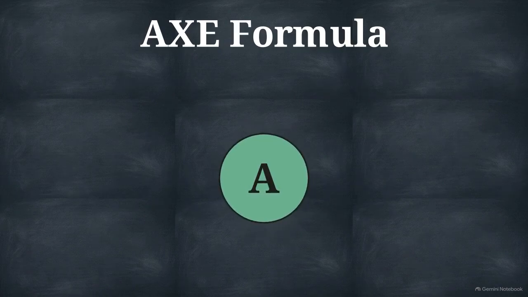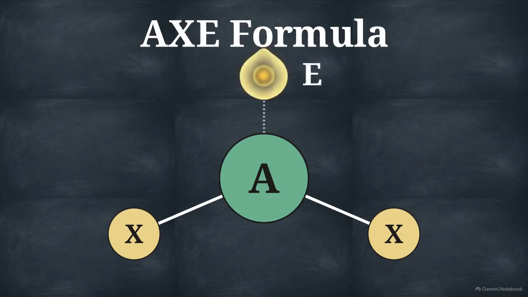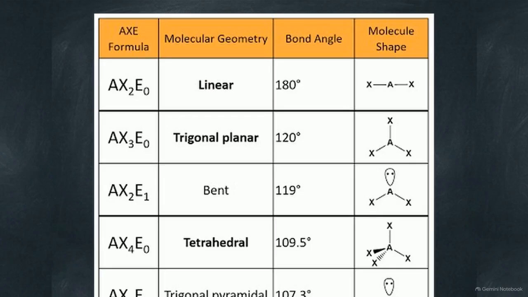A represents the central atom, X stands for the outer bonded atoms, and E accounts for empty space, specifically the invisible lone pairs of electrons that aren't bonded to another atom. Look at this chart, which catalogs these molecular geometries. The top row shows the simplest scenario, AX2E0, one central atom, two bonded atoms, and 0 lone pairs. To maximize distance, the two atoms split the space evenly, forming a linear molecule with a 180-degree bond angle.